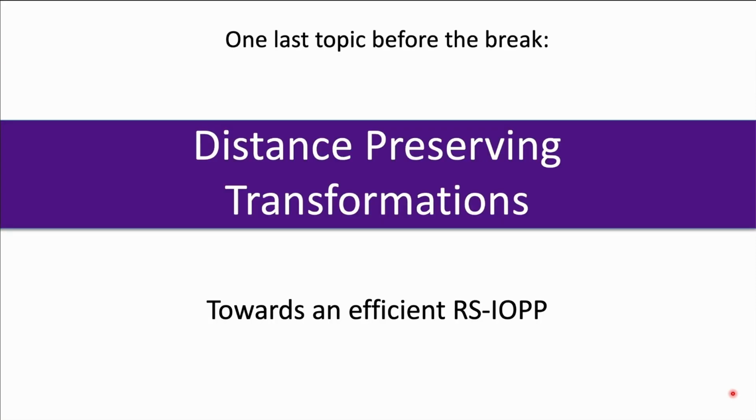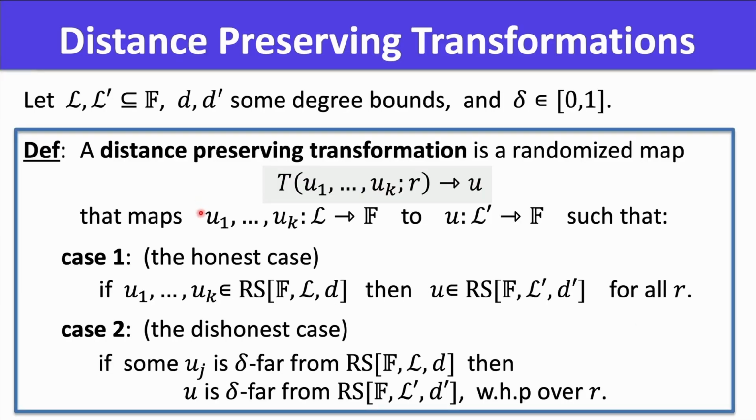So the last topic before we break is an important collection of tools. These are called distance-preserving transformations. And these are the key tools that will allow us to build an efficient Reed-Solomon IOPP. So let's walk through this quickly, and then we'll take a break. So a distance-preserving transformation is a transformation that takes as input some functions u1 to uk, along with some random value r, and it outputs some other function u. Now, the functions u1 to uk are defined over a particular domain, whereas u might be defined over a slightly different domain, which I'll denote by L prime.